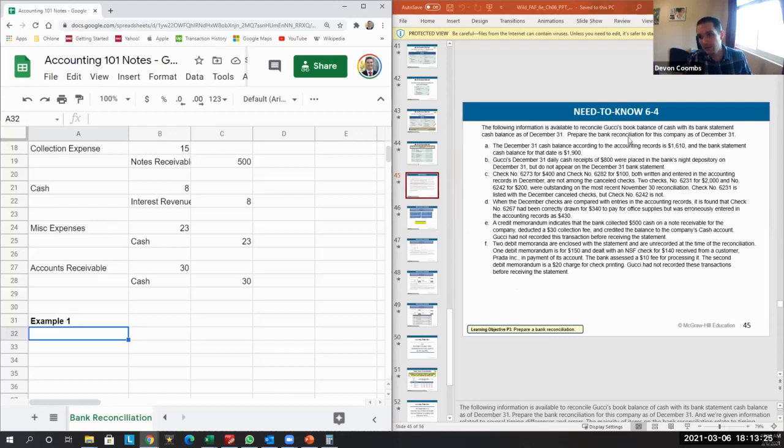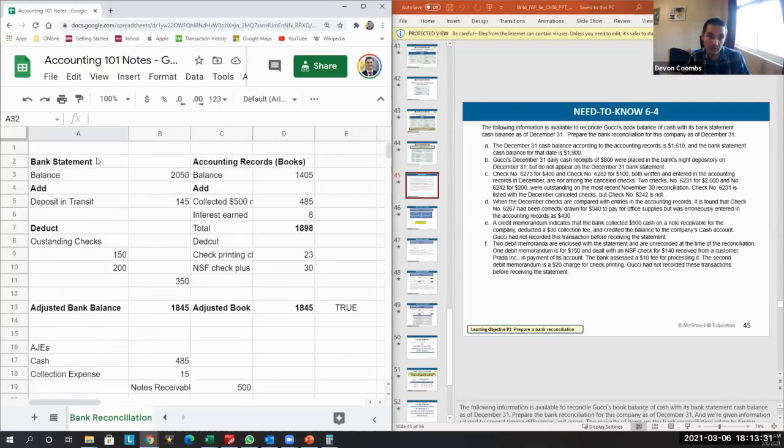So we have a book balance and a bank statement cash balance as of December 31st. What do we do first? I would just copy paste this over. We know we need this information.